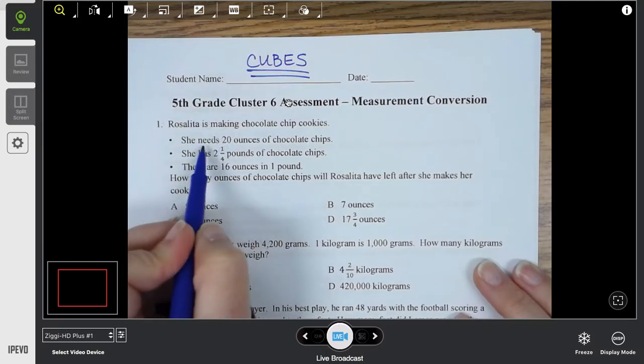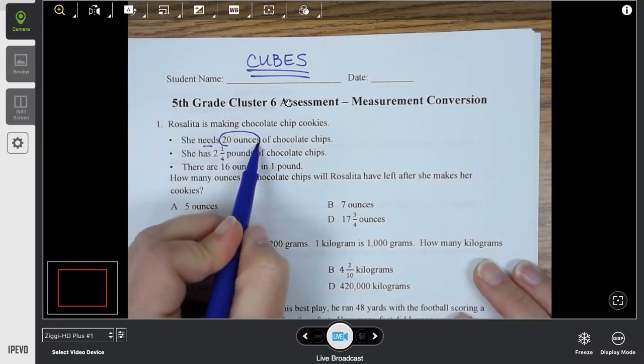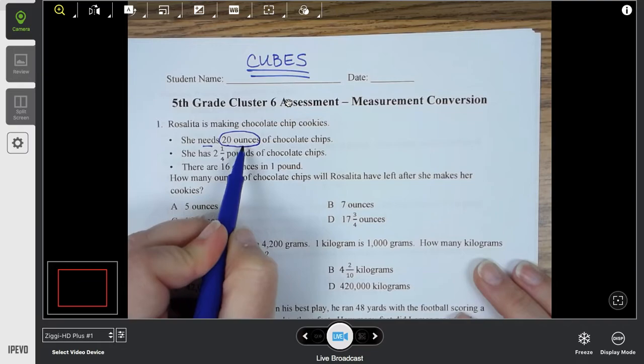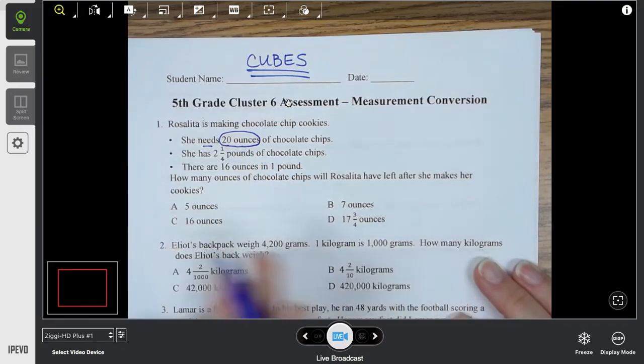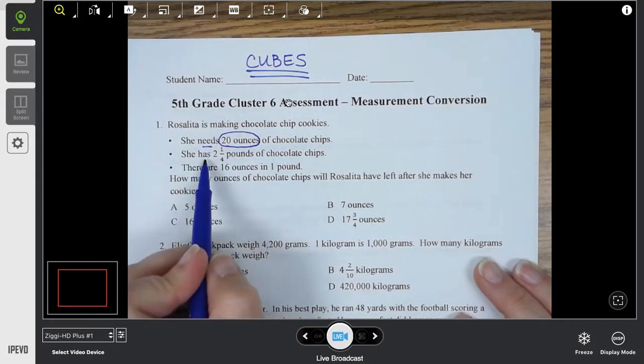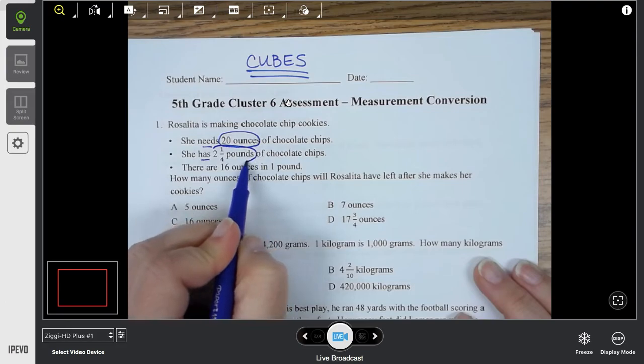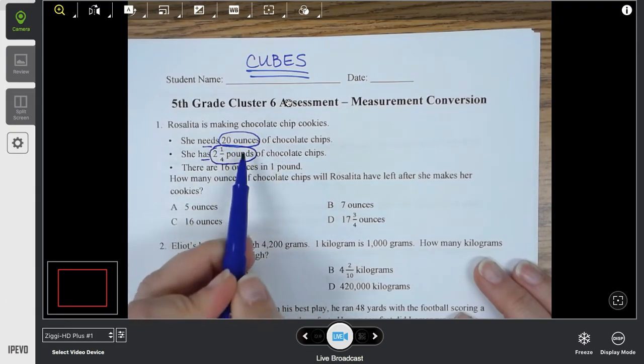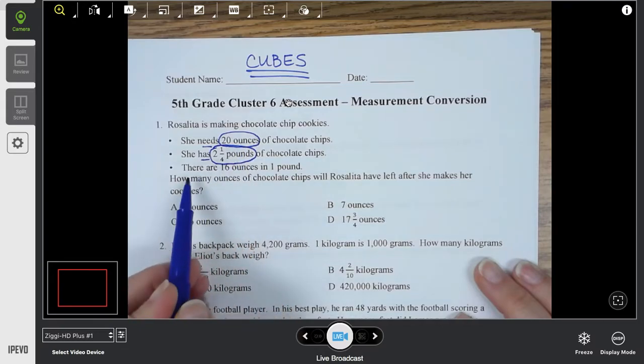She needs 20 ounces. And notice when I circle this number, I'm also circling the unit, because that's very important when we're converting or changing between units. She needs 20 ounces. She has 2 1/4 pounds of chocolate chips. Notice those are different units, so we're going to have to do some sort of conversion.